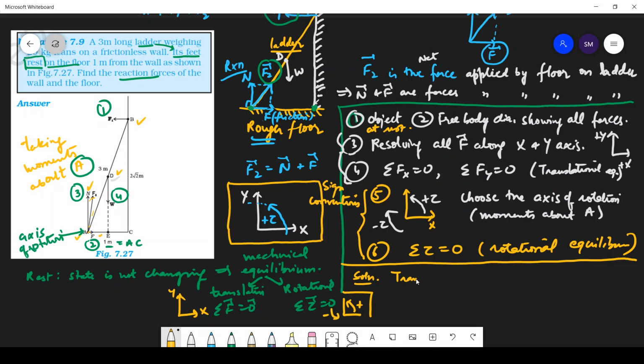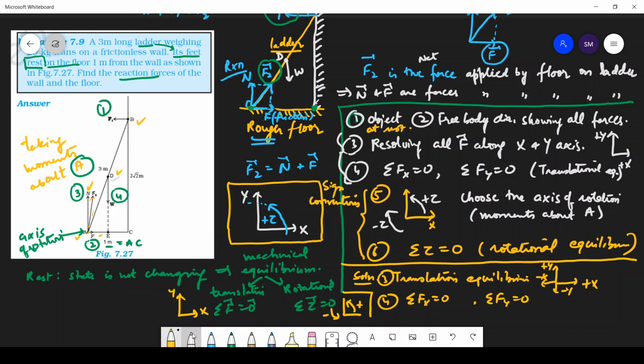Now translational equilibrium, that is your step number 3. We have already taken these sign conventions, plus x and plus y. So obviously this is minus x and this downward will be minus y. So this was step number 3. Step number 4, resolving all the forces, means translational equilibrium. So sigma Fx will be 0 and sigma Fy will be 0. All the forces along the x-axis sum to 0, all the forces along the y-axis sum to 0.